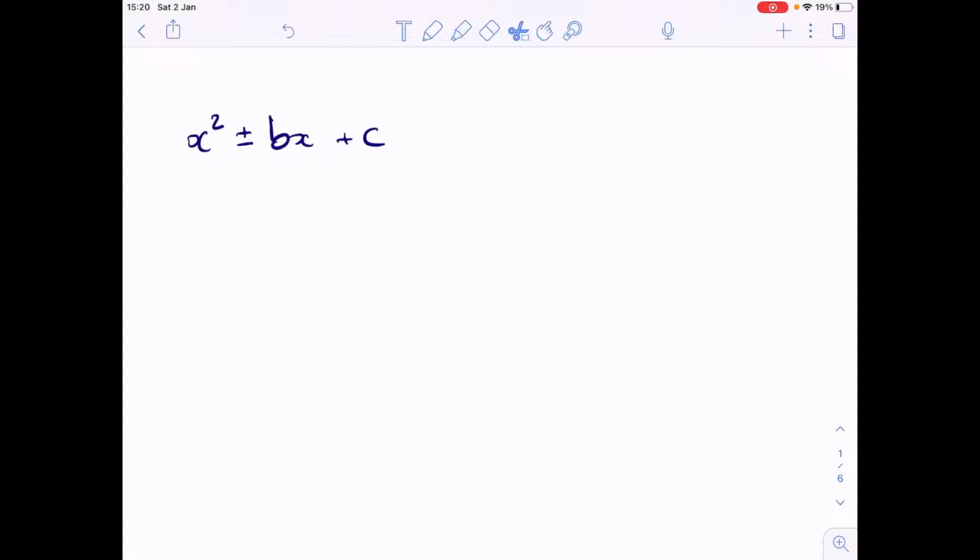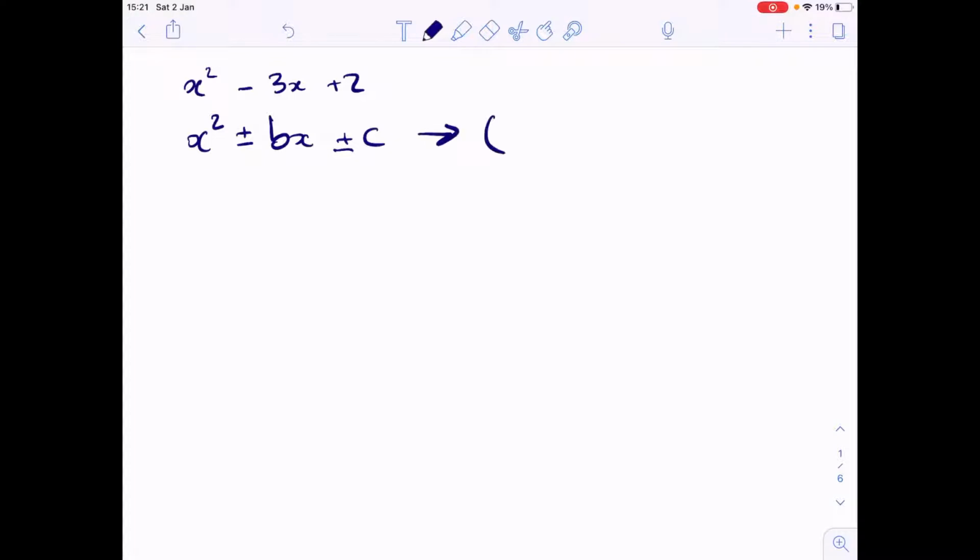Leading on from previous videos, I'm hoping that you understand how to factorise a general quadratic when it's in this form, where we've got x squared plus or minus something x plus or minus something else. For example, x squared minus 3x plus 2. I'm hoping that by now you have a good understanding of how to factorise this.